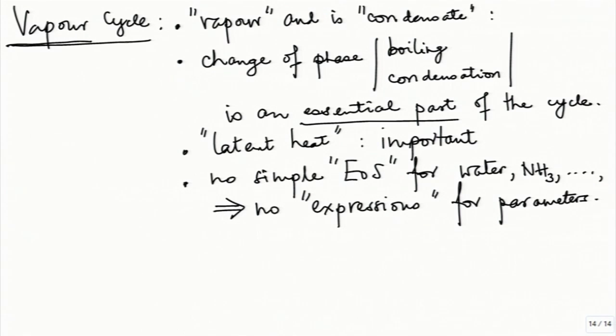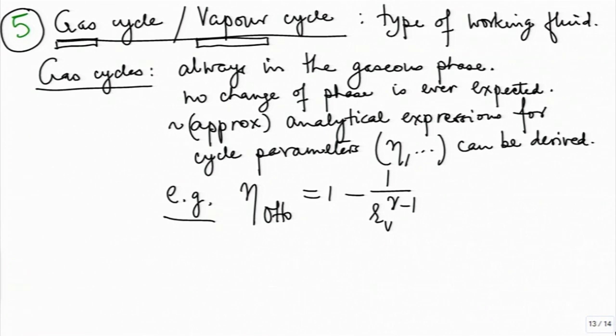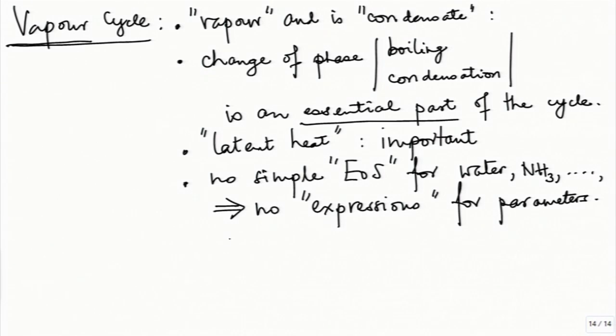For example, if I tell you that an Otto cycle works with these ambient conditions and there is a volumetric compression ratio of say 8, and that the working fluid is air, then all that you have to do is use the volumetric compression ratio RV, use an appropriate value of gamma for the working fluid, and substitute that in this formula and get an expression for the so called efficiency. Such relations, analytical expressions, or this derivation is what is sometimes known as standard analysis. Whereas for vapor cycles, there is no standard analysis.